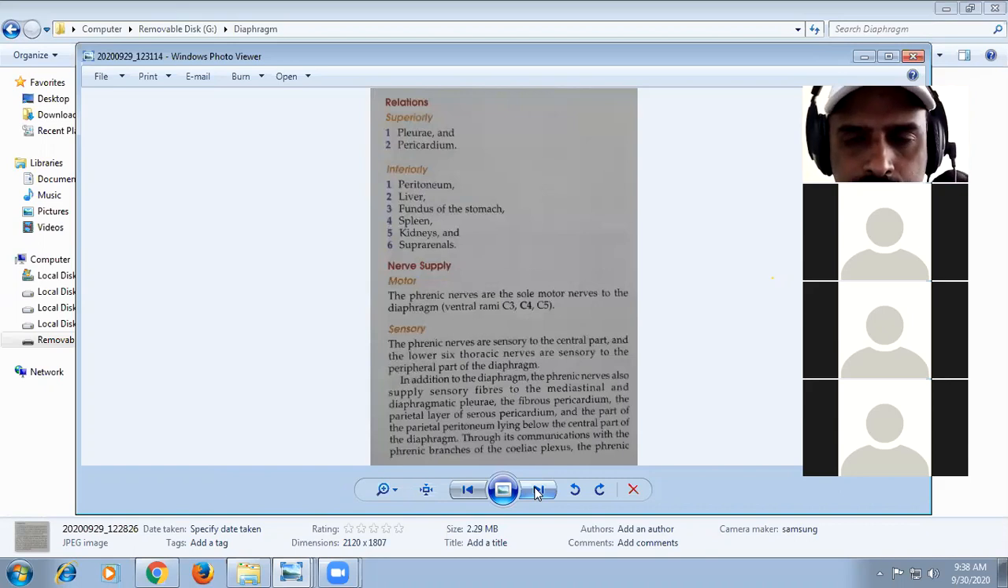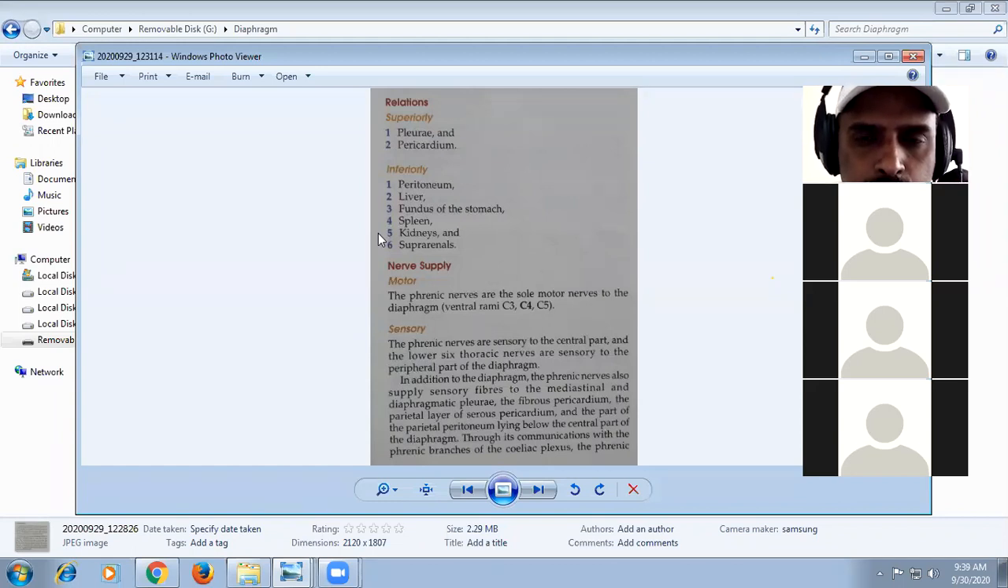As you know, it is a partition between the thorax and abdomen. So superiorly, what is related? The pleura and pericardium. And inferiorly, we have all the abdominal organs: peritoneum, liver, fundus of stomach, spleen, kidney, suprarenals. All these organs have the diaphragm as a relation. So almost all these organs, we come across the diaphragm as a relation. So those you have to write inferiorly.